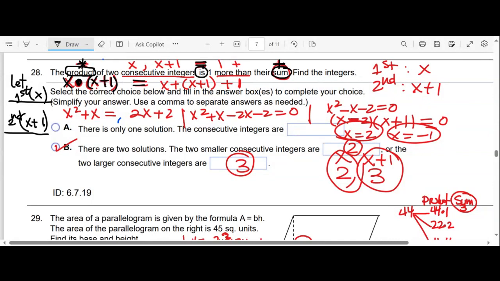How many x's do I have here? So 2x. 1 plus 1? 2. And then I have to move everything to the left side and make it equal to what? 0. So x squared plus x minus 2x minus 2. And then you combine like terms, and then you factor it. So the first one is going to be x minus 2. The second one, x plus 1, equals 0.